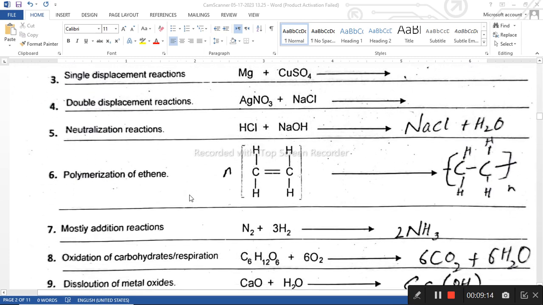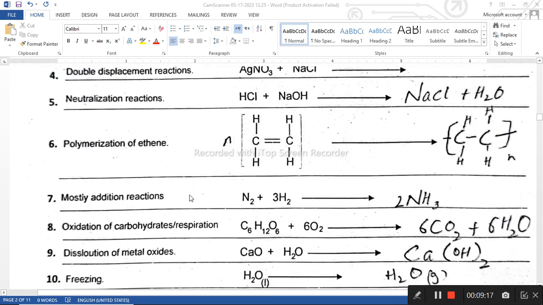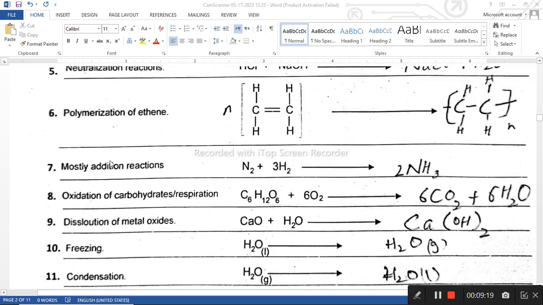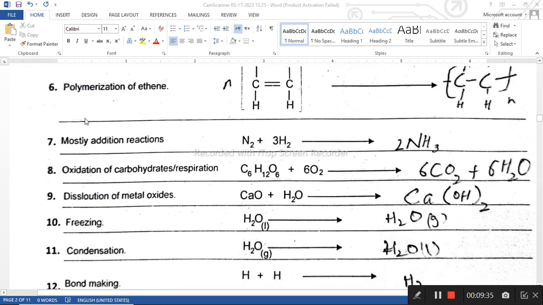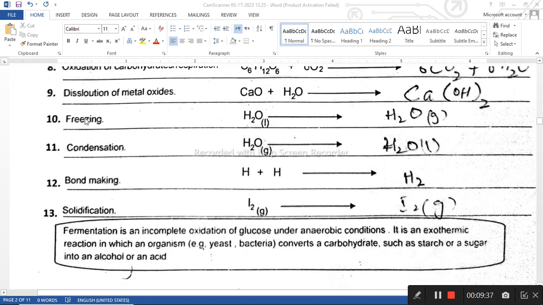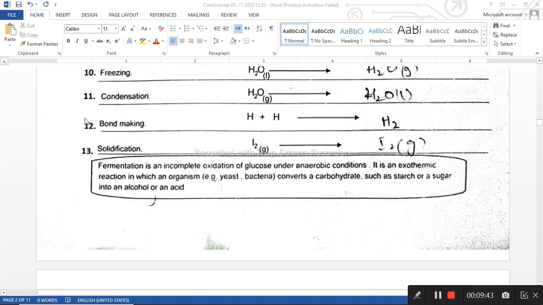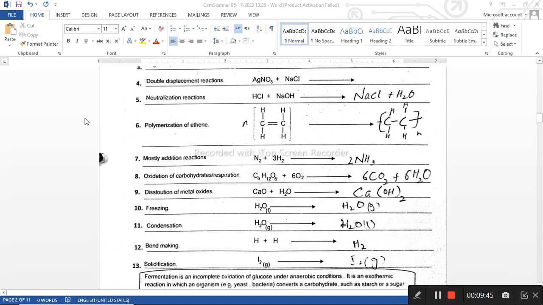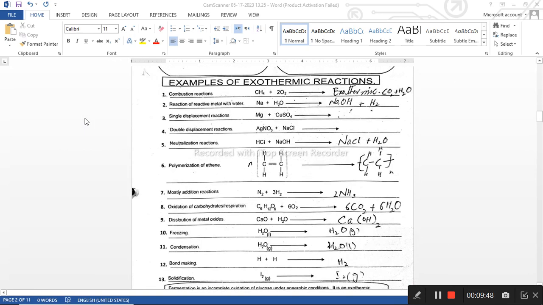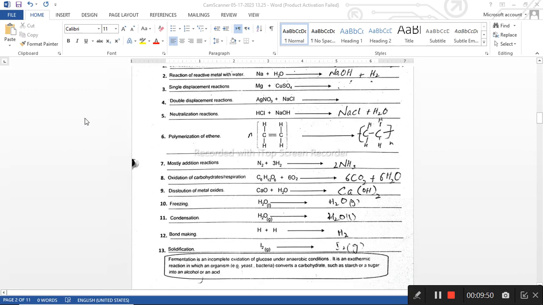Neutralization reactions have also been discussed, and polymerization, leave this for now because right now we have not done polymerization of ethene. And mostly addition reactions are also done, and oxidation of carbohydrates, dissolution of metal oxides, freezing, condensation, bond making, solidification. Okay, these are the examples of exothermic reactions. You can take a screenshot of this.